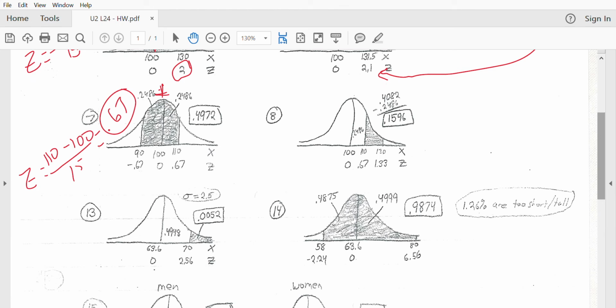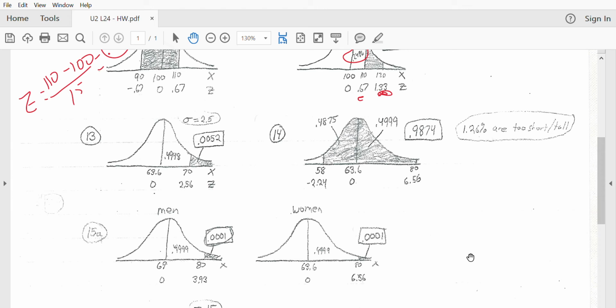Let's head on to number 8. 120 produces a z-score of 1.33. 110 produces the z-score of 0.67 as we found in the previous problem. I find the area out to 1.33, that's 0.4082. And then I find the area from 100 to 110, which is 0.2486. I subtract them, and I get my resulting answer.